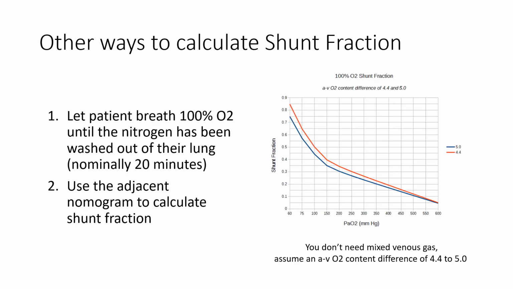In the previous case, a PO2 of 100 on 100% FiO2 should give you a shunt fraction of 0.42, that is 42%. You see that the shunt fraction from this nomogram is higher than the one we previously calculated, because our AvO2 content difference was around 6.8.